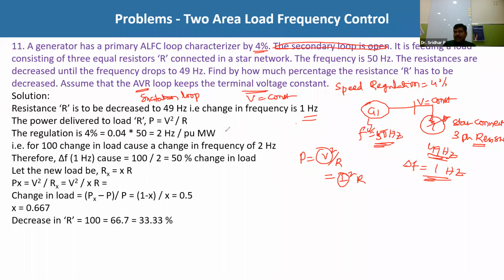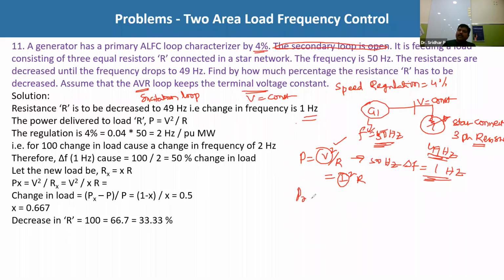In either case 1 or case 2, this V is constant, but nothing has been discussed about the current. So that's why let me use this formula: P is equal to V square by R. In this one, this is about the power during 50 Hz. This is per 50 Hz change.